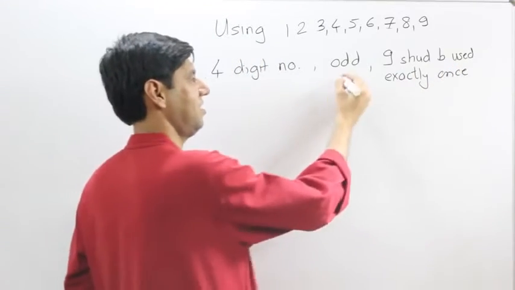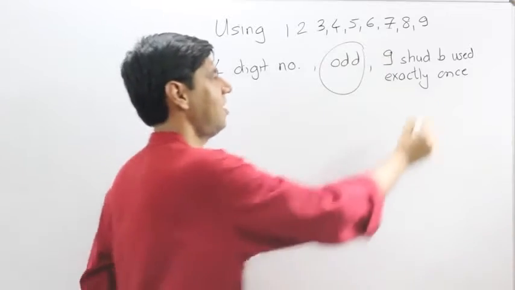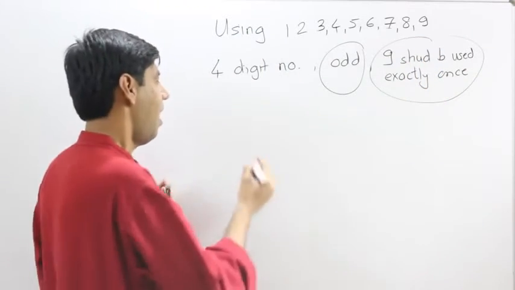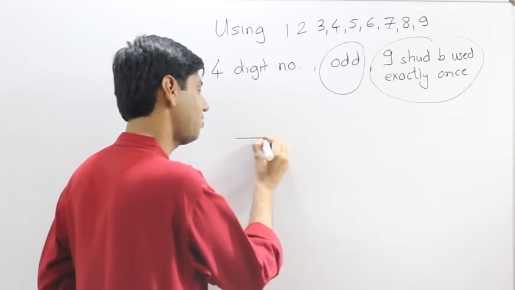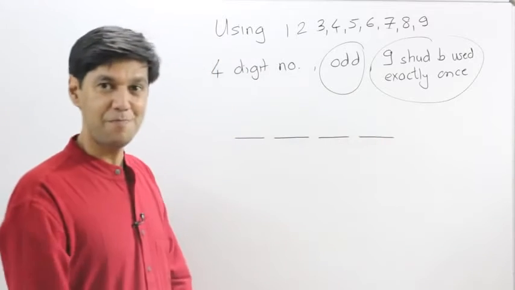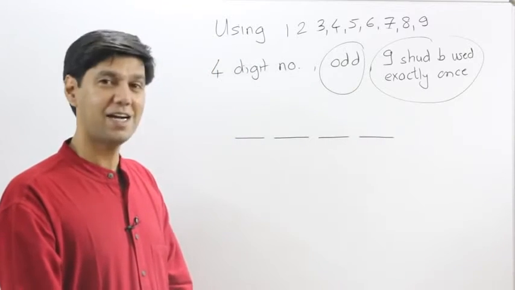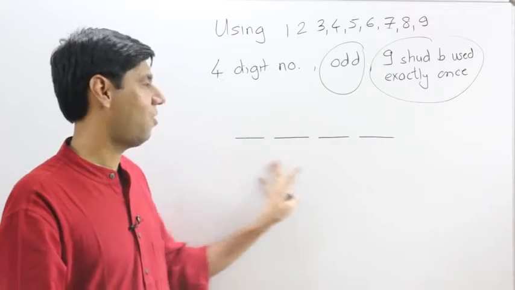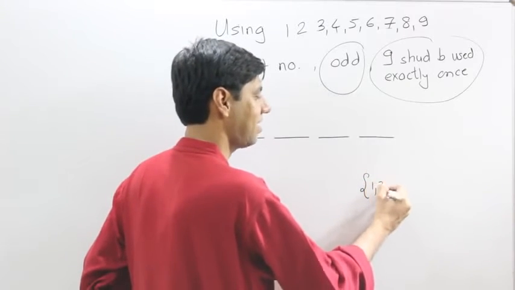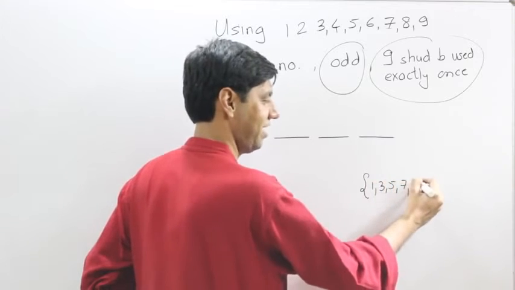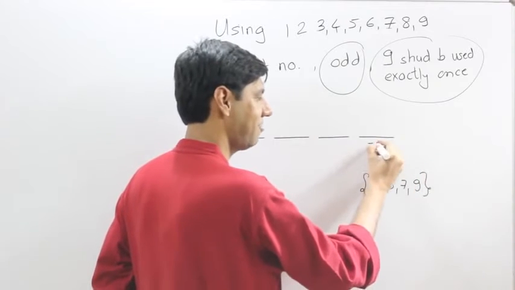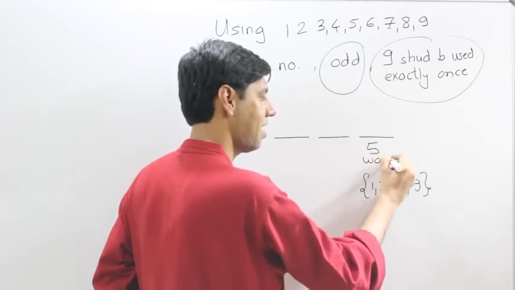So there are 2 conditions. It should be odd, and 9 should be used exactly once. I would ask you to pause the video and try out different possibilities over here. If you try the same way, it needs to be an odd number, so the units place could either be a 1, 3, 5, 7 or a 9. So there are 5 different ways to fill this in.